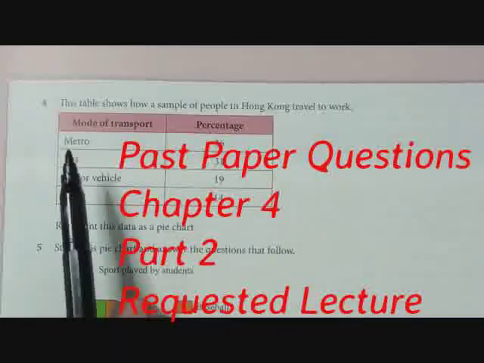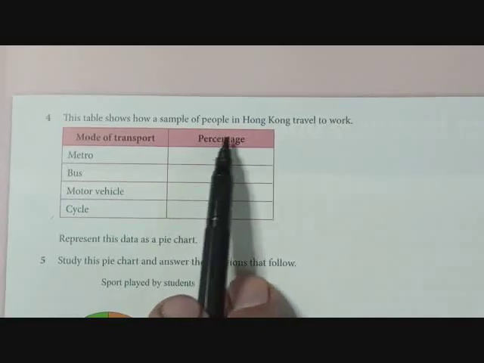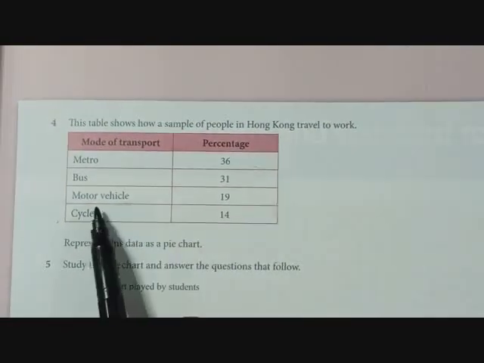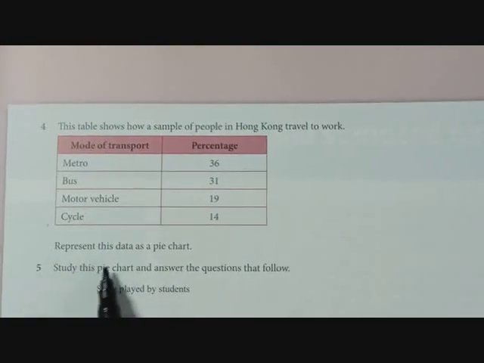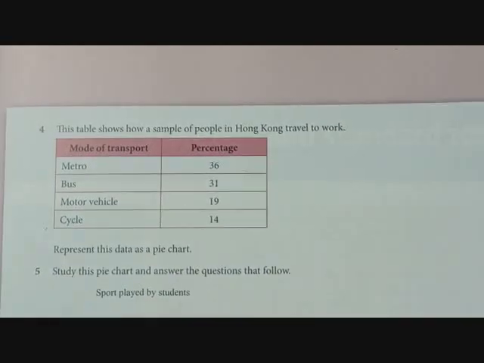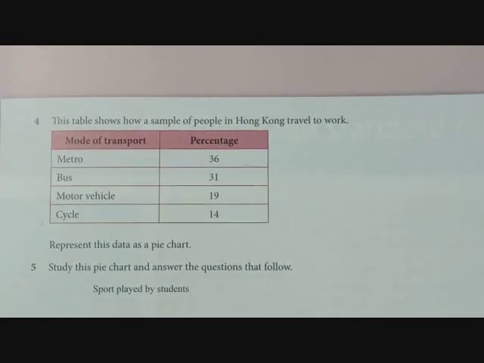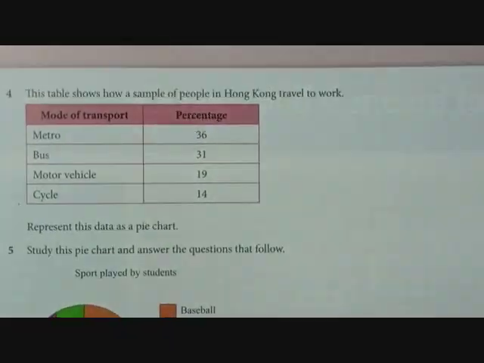Now question number 4. This table shows how a sample of people in Hong Kong travel to work. By metro 36%, by bus, by motorcycle, by motor vehicles and cycles. Represent this data as a pie chart. Now this is very much easy. Very much easy. Let me bring compass for you and then I'll draw it.